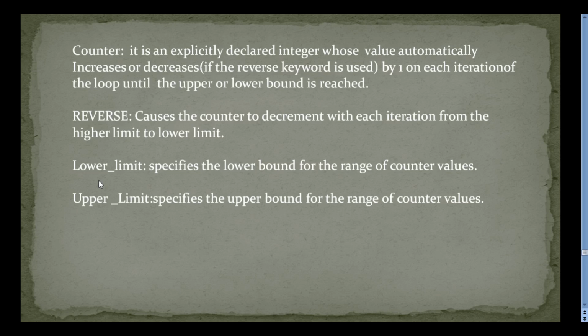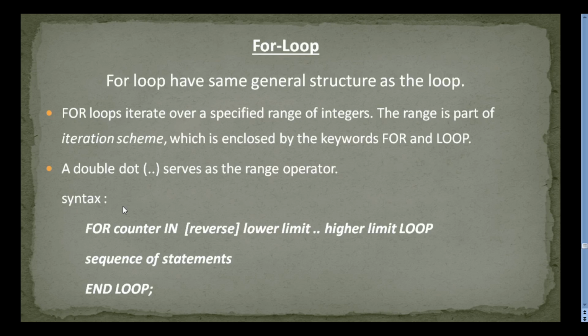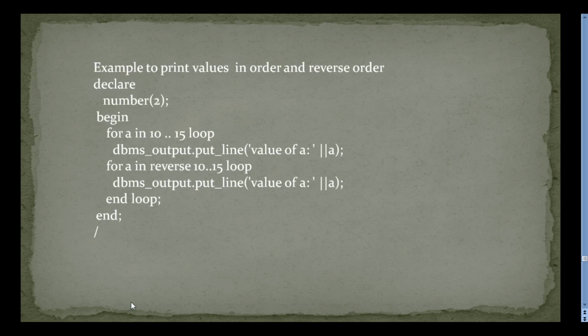Coming to the lower limit, it specifies the lower bound of the range of the counter value. So the starting initial value will be taken as the lower limit, like i equal to 1, i equal to 0, like that. Upper limit means the upper bound range for the counter variable, like i equal to 10. In Java you write for i equal to 0, i less than 10, i plus plus, like that. But here you are using a counter variable i in lower limit 1, 2 dots, higher limit 10, loop, sequence of statements, end loop.